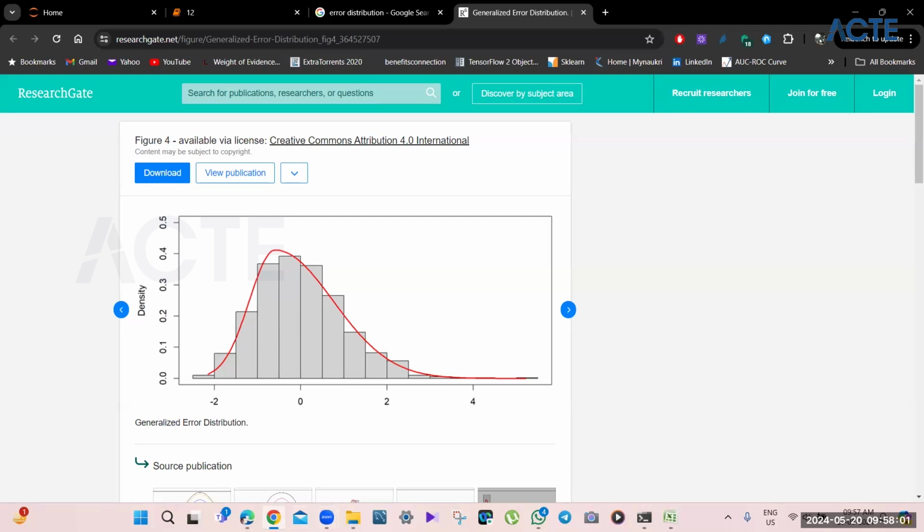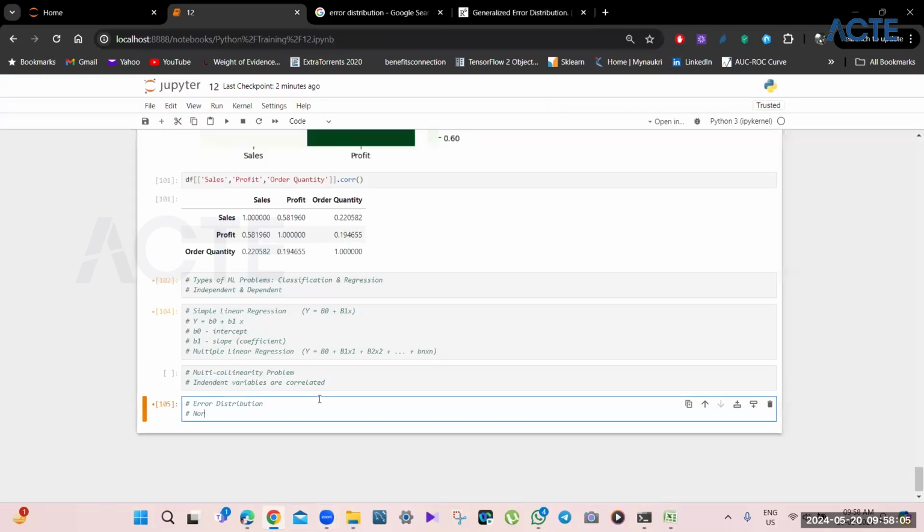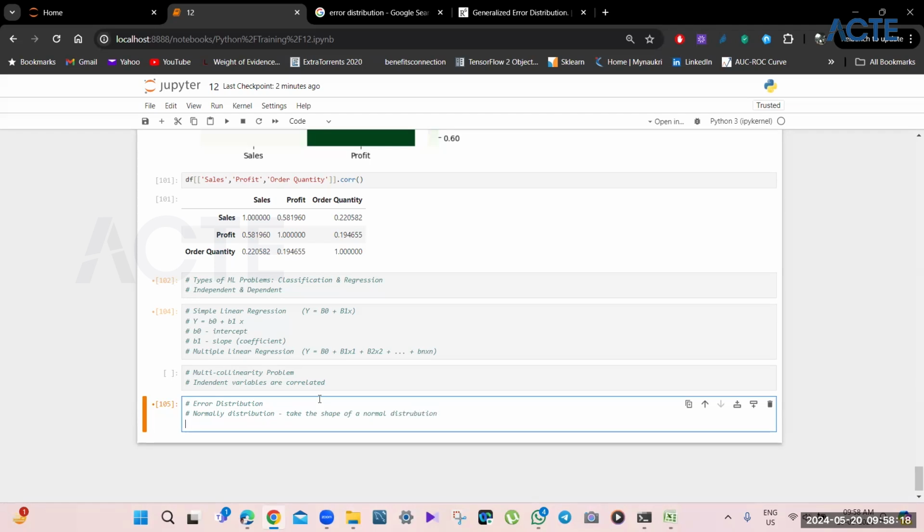That is the first point. Error distribution should be normally distributed. Take the shape of a normal distribution. And your second point has to be homoscedasticity. It has to be homoscedastic in nature.